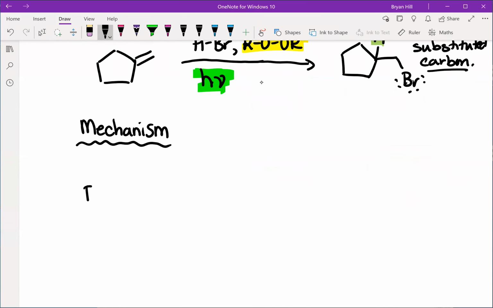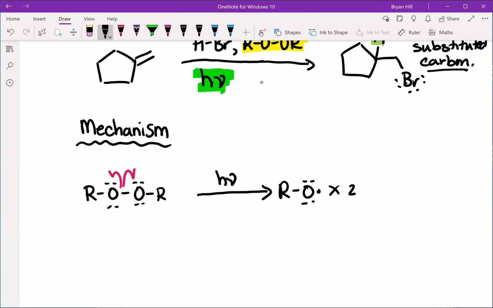So the mechanism. The first step is what we've seen before. Under UV light, these bonds break homolytically and you make RO• times 2. So this is going to be the initiation step. When we're doing this reaction, you just need a tiny amount of your peroxide, and it's going to generate a tiny amount of radicals, and then they're going to do the next part.